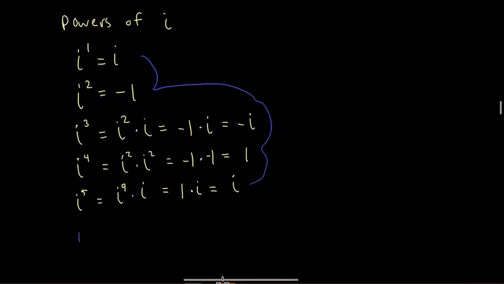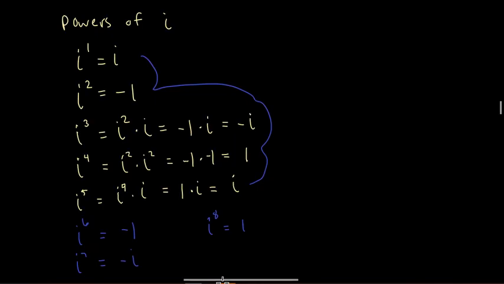Guess what i to the sixth would be? Negative 1. i to the seventh is then going to be negative i. So it goes in this four-part pattern: i, negative 1, negative i, 1. Now I'm back to i, negative 1, negative i. That was to the seventh. i to the eighth is going to be 1. Patterns.